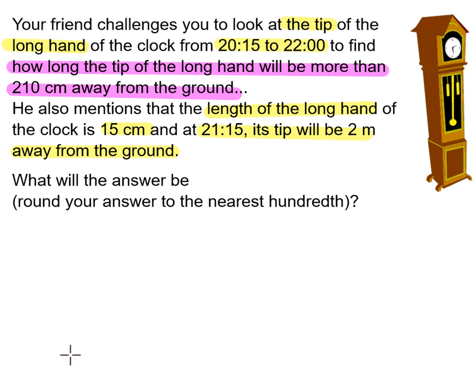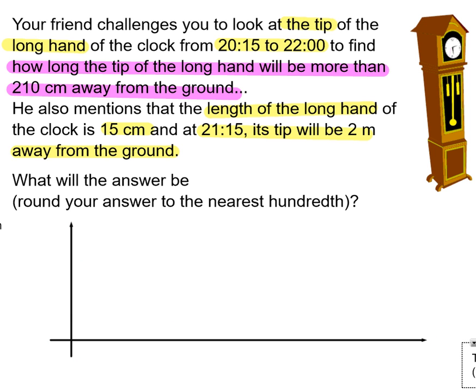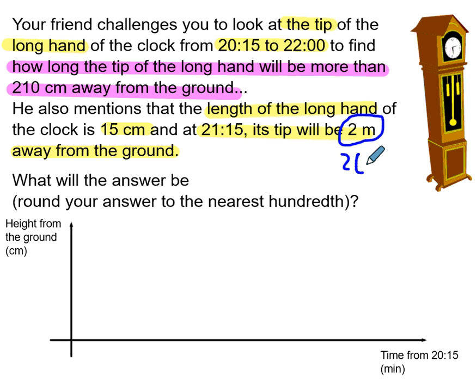If you were going to graph this, you need a y-axis and an x-axis. On the y-axis, we're going to look at the height from the ground in centimeters. And on the x-axis, we're going to look at the time starting at 8:15, counting in minutes. I think that's the easiest way to do it. Now, for the height from the ground, there's a 2 meters here that you have to be careful with. You need to convert that 2 meters into centimeters, so that's going to be 200 centimeters.